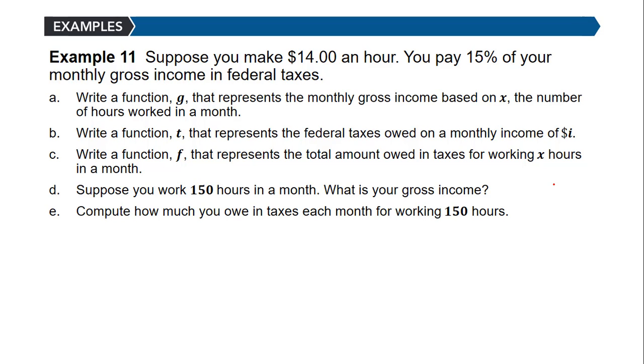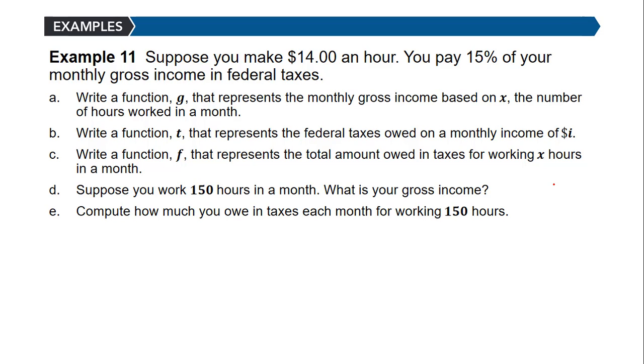Now, another example is going to deal with composition. So we suppose that we make $14 an hour, and you have to pay 15% of your monthly gross income in federal taxes. We want to write a function G that represents a monthly gross income based on x, the number of hours worked in a month. Then write a function T that represents the federal taxes owed on a monthly income of I dollars.